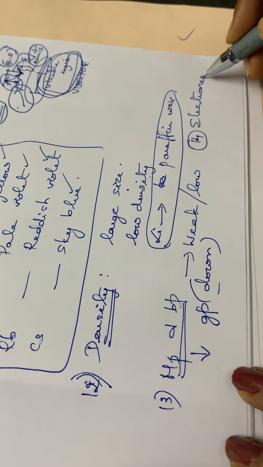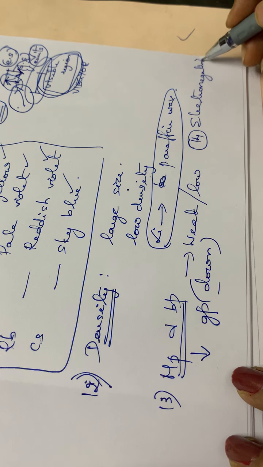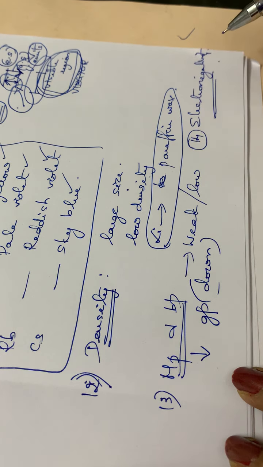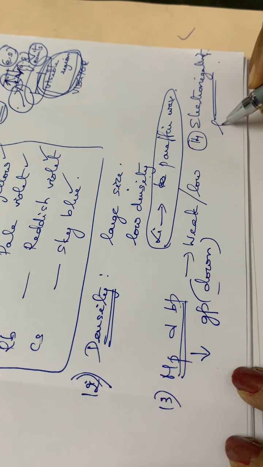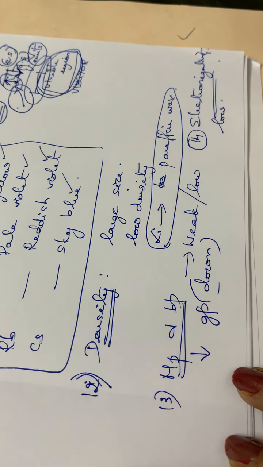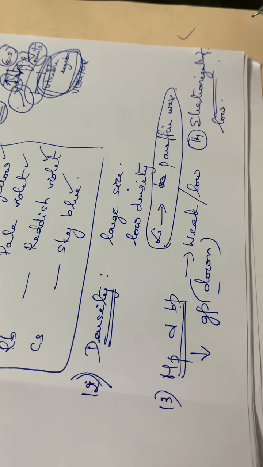Electronegativity: as you know, these alkali metals are highly electropositive, isn't it? That means the electronegativity values are very low for these alkali metals since they are electropositive. The electropositive character increases down the group and electronegativity decreases down the group, just the reverse of electropositivity. Okay. So these are the properties of the alkali metals.